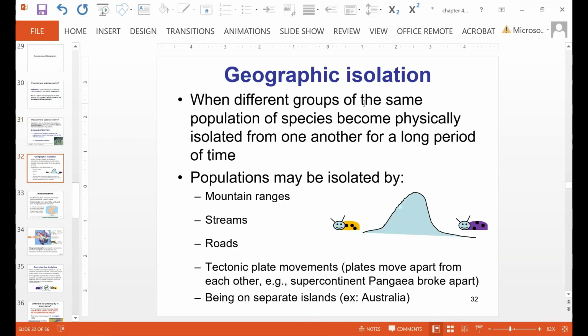So when different groups of the same population of a species become physically isolated from one another for a long period of time, they have been geographically isolated. This could be due to mountain ranges, streams, roads, tectonic plate movements, and being on separate islands.